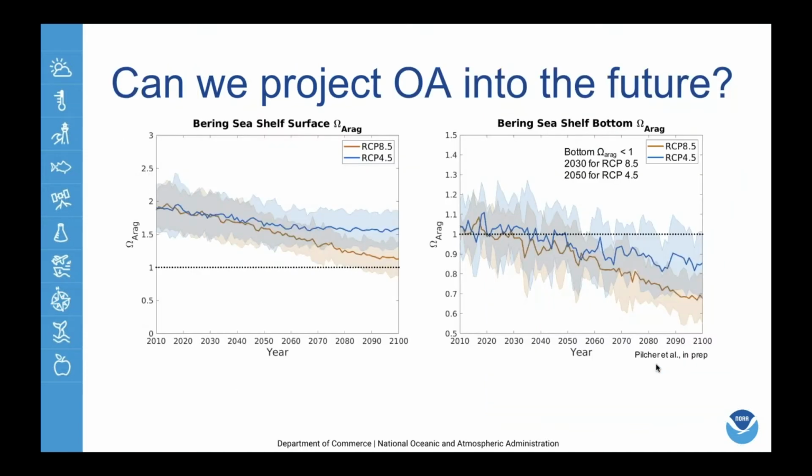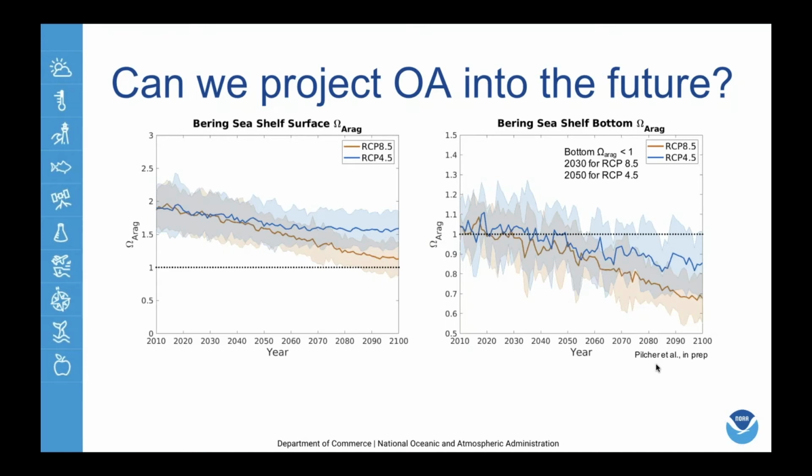And so that research question, or that task in the OA plan, is really asking: can we project OA into the future? As part of a separate project, we recently did this for projecting OA over the entire 21st century, using that regional ocean model to downscale global scale Earth system models, shown here in terms of different models and different emission scenarios.